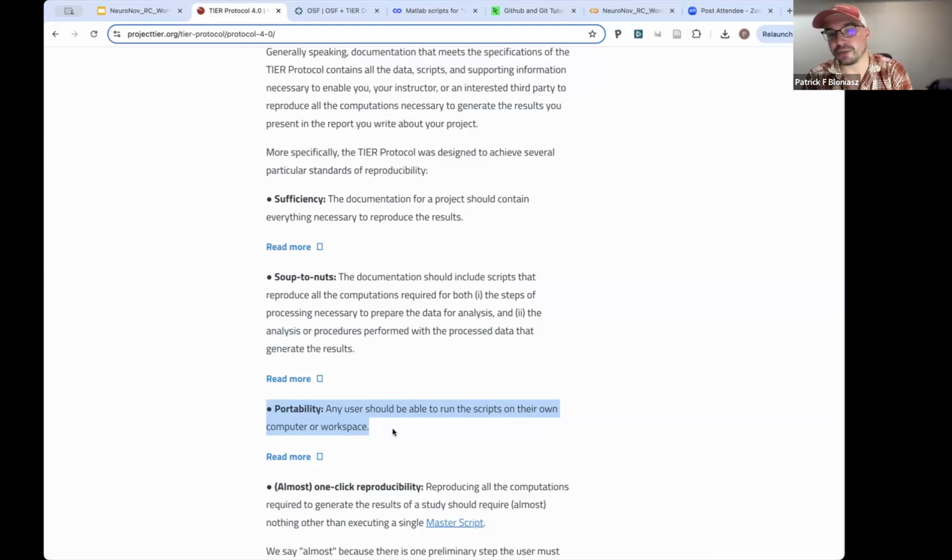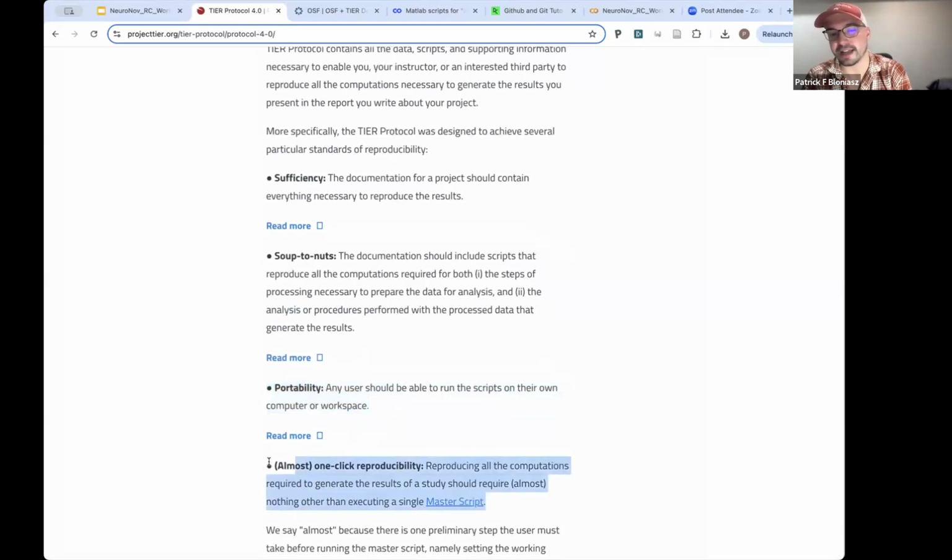So the idea is we should be able to have our code and our projects in general be portable, so that you can run it directly on your computer with as little work as possible. That leads into this last one that I already mentioned, where it should basically be one-click reproducible: all the computations required to generate the results of a study should require almost nothing other than, say, finding the master script and running it. And I'll show you some tools that make it literally one click in just a little bit.